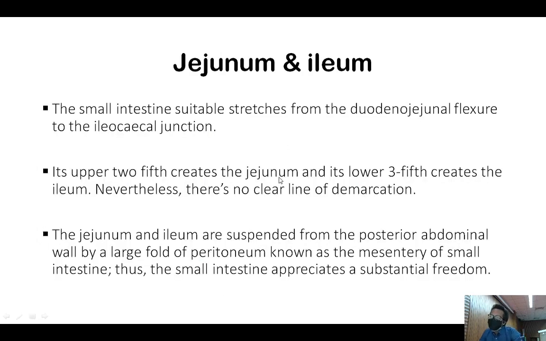Now let's go to jejunum and ileum. We said the small intestine is divided into three parts: duodenum, jejunum, and ileum. We have done the duodenum. Duodenum is from pylorus to the duodenojejunal junction. Now from duodenojejunal junction to ileocecal junction, we'll have this jejunum and ileum.